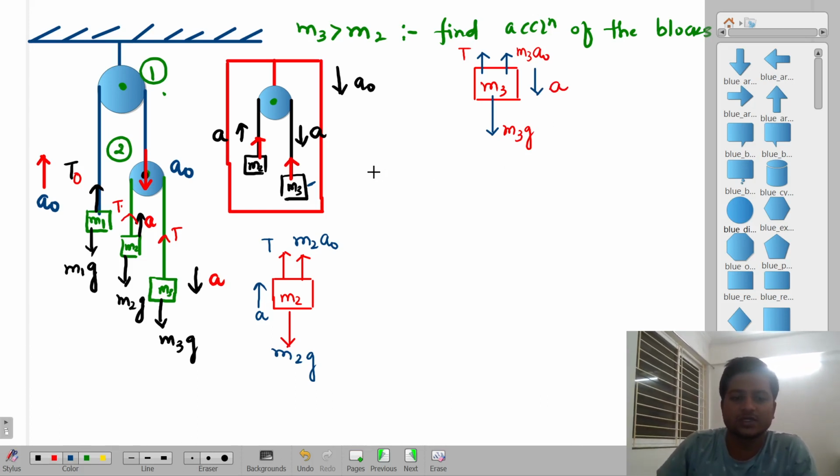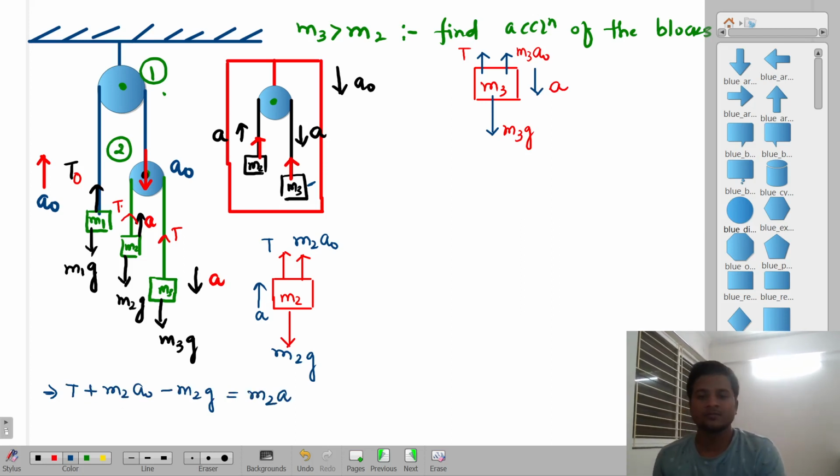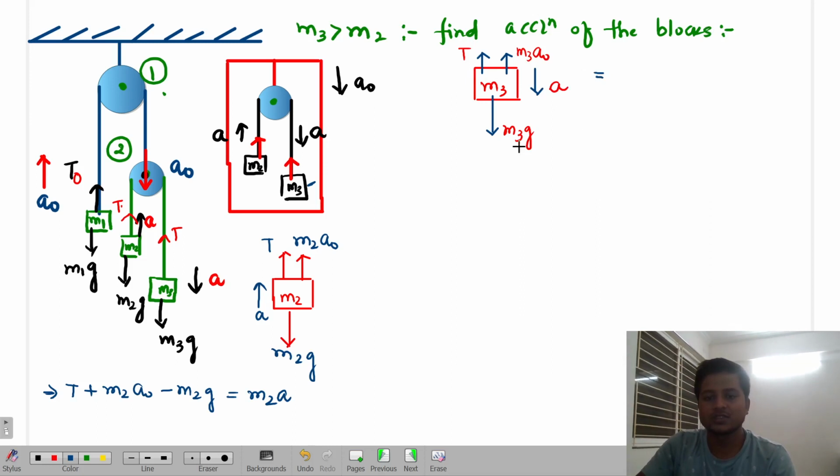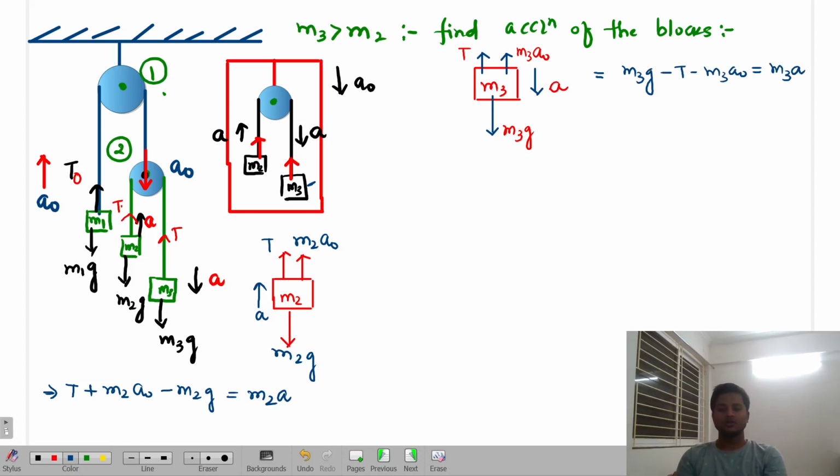So now we can write the equations of these two blocks. Here the tension is bigger, so tension T plus m2 into a naught minus m2g is equal to m2 into acceleration a. For the equation of this block, since it is going down, m3g is having minus T minus m3 into a naught is equal to m3 into acceleration a. This is your equation, understood?